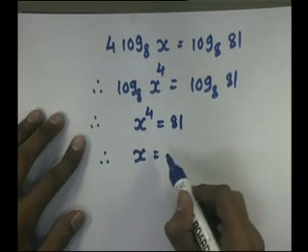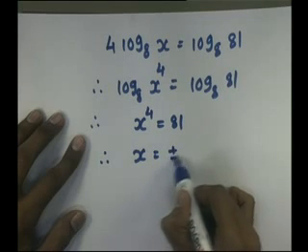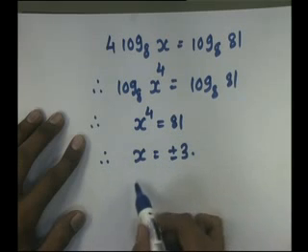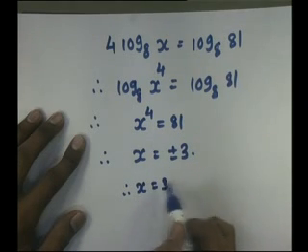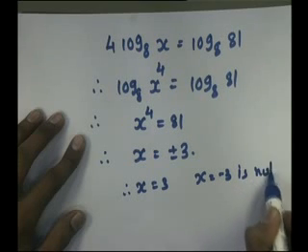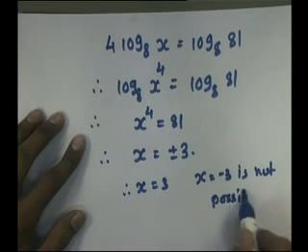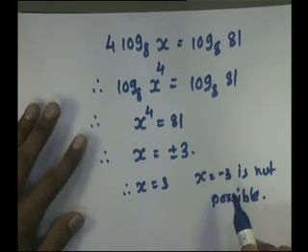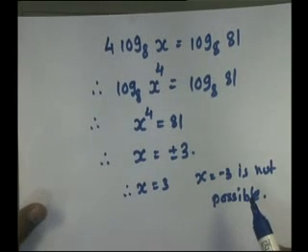So the value of x is plus or minus 3. Here we have to consider x equal to 3. x equal to minus 3 is not possible here, as the argument must be positive according to the definition of log. Now we will discuss on presentation.